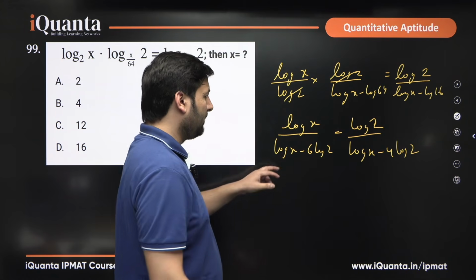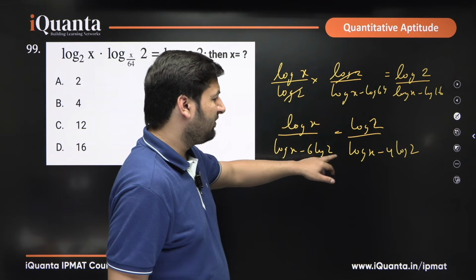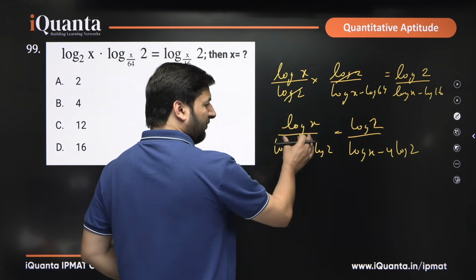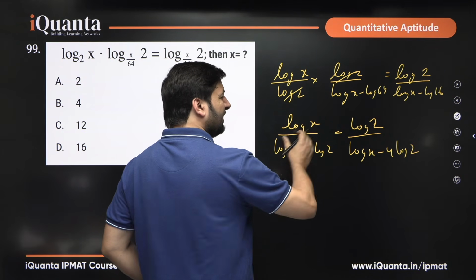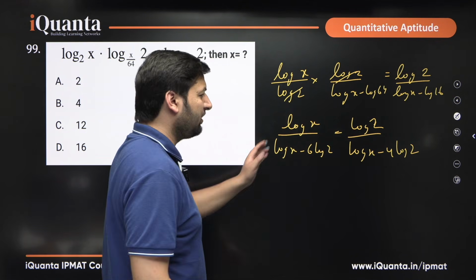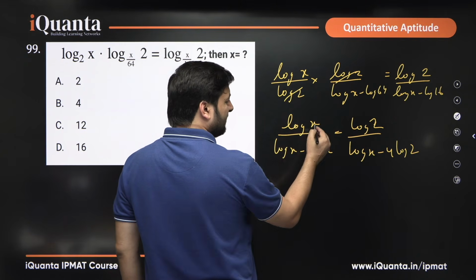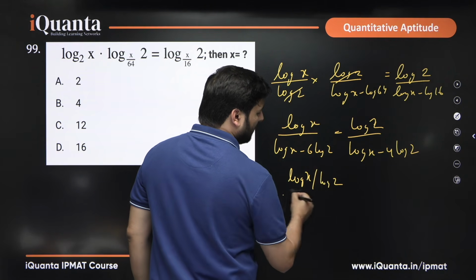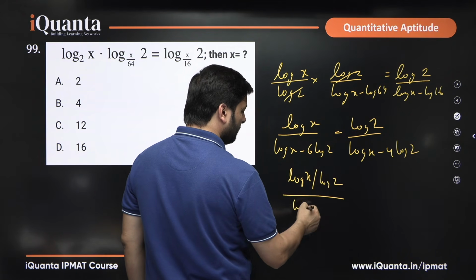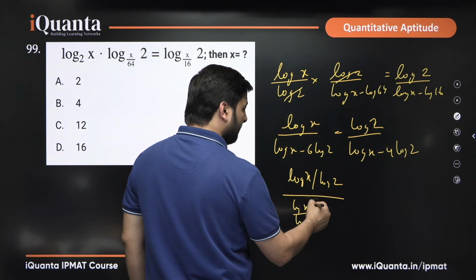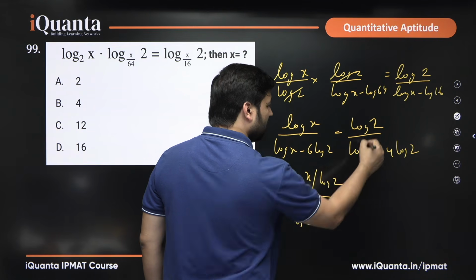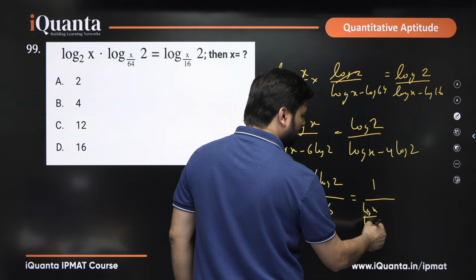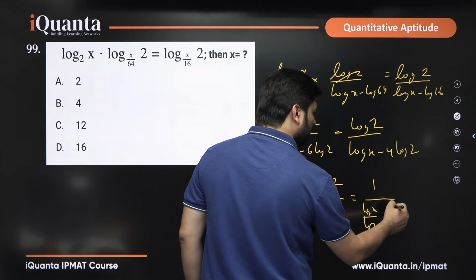See, log x is something different, log 2 is something different. If I want to get rid of log completely, I divide the numerator and denominator on both sides by log 2. Then this will be divided by log x upon log 2, here log x upon log 2 minus 6 log 2 upon log 2 will be 6, here log 2 upon log 2 will be 1, log x upon log 2 minus 4 log 2 upon log 2 is 4.